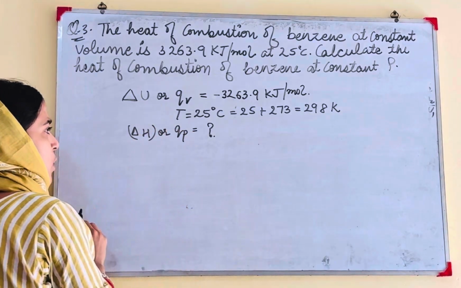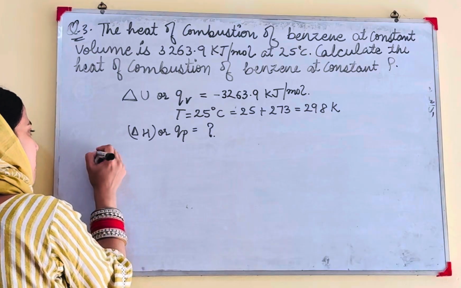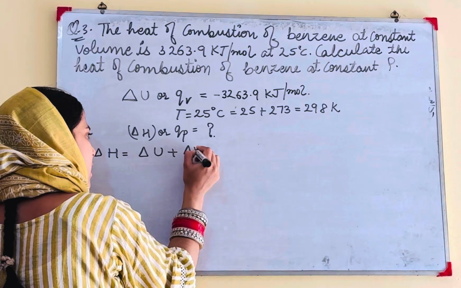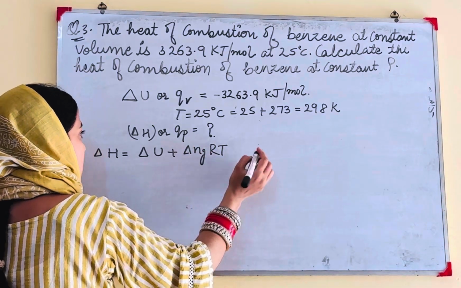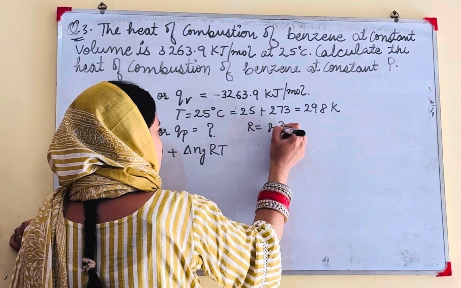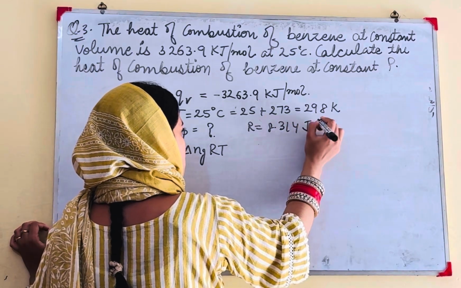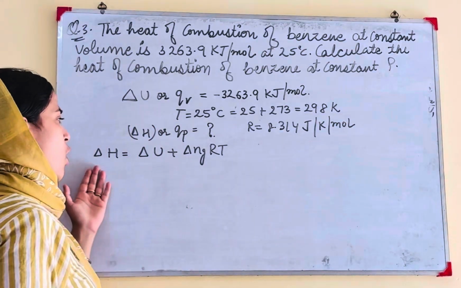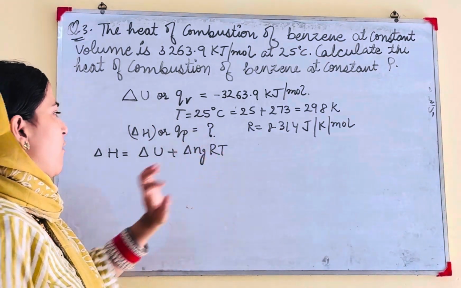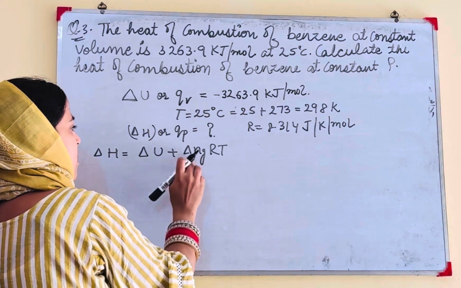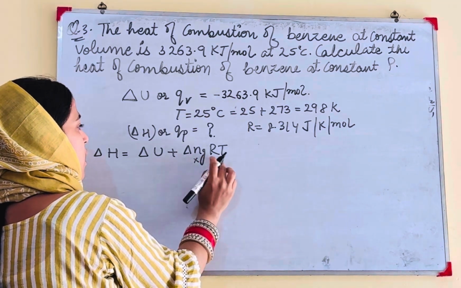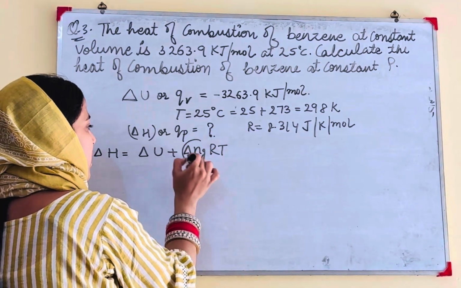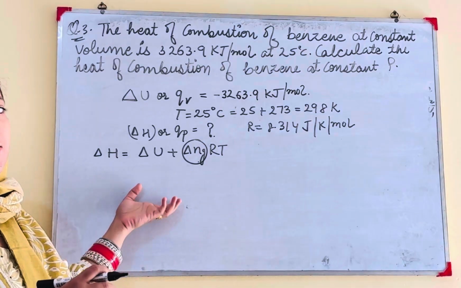We have to calculate it. So for this we have to apply the formula delta H is equal to delta U plus delta ng RT. Now check. R is 8.314 joule per Kelvin per mole. According to this formula, can we have all the values? Delta U? Yes. Delta ng? No. R is already present, T is also present. So first we have to calculate this delta ng, then we apply this formula.